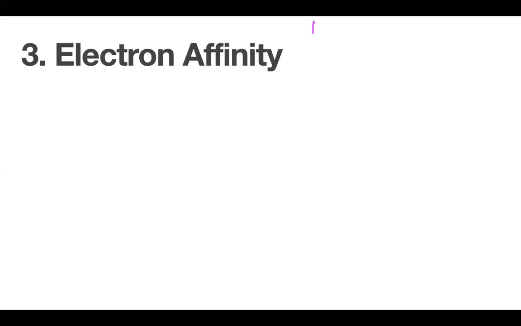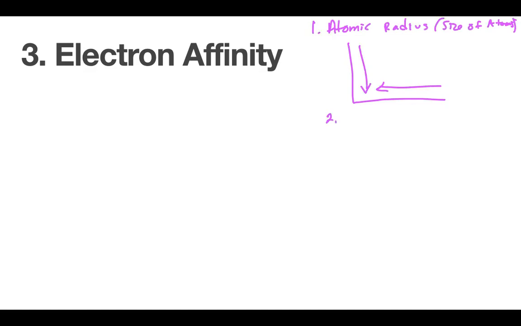the trends that we looked at, number one was atomic radius, which is basically the size of atoms. And the trend for that was that they increase going down the group and they increase, I guess, going from right to left, or you can say they decrease going from left to right, depending on how you want to remember it. And then the second one I looked at was ionization energy.